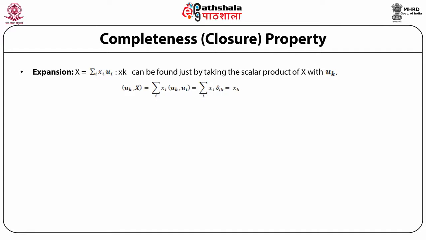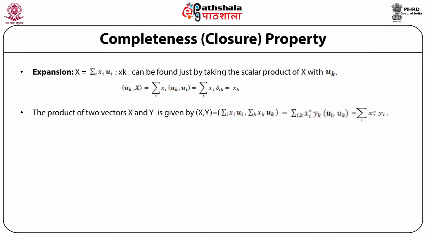The product of the two vectors x and y is given by the scalar or the inner product of vector x and y is equal to the scalar or the inner product of summation i xi ui and summation k yk uk, which is equal to summation over i and k xi star yk into the inner or scalar product of vector ui and uk, and this is equal to summation over i xi star into yi, where ui and uk are the unit vectors and xi and yk are the corresponding coefficients of ui and uk respectively.